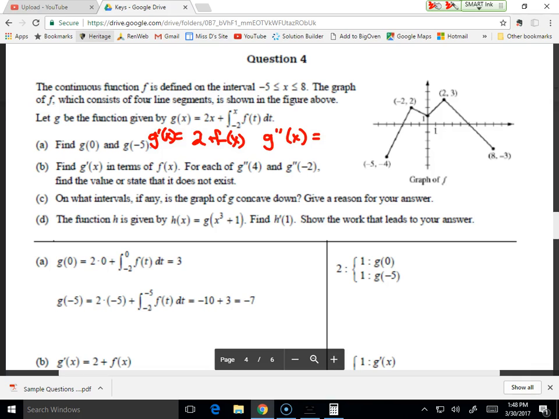I did the derivative of 2, which is 0, plus the derivative of f. Guys, don't be afraid of notation. Sometimes it's the only way to go. G double prime is f prime, and they actually, I think, give you points pretty much for writing this down. Then they say, hey, plug in 4 and plug in negative 2 for G double prime. So G double prime of 4, first of all, is f prime of 4.